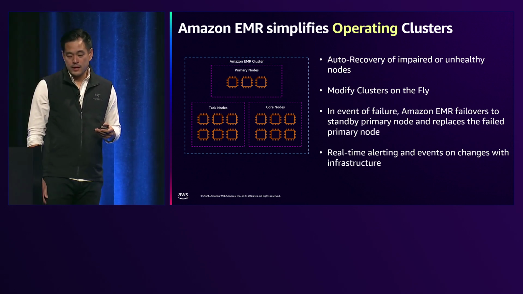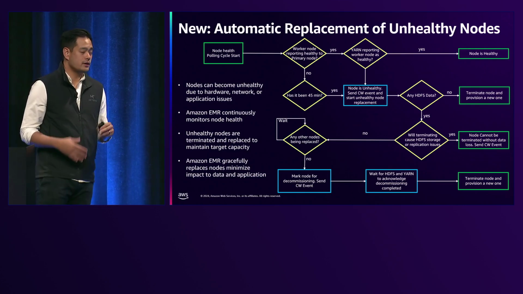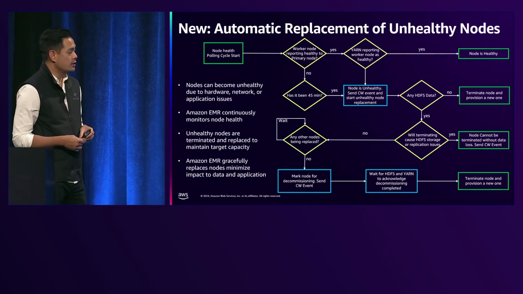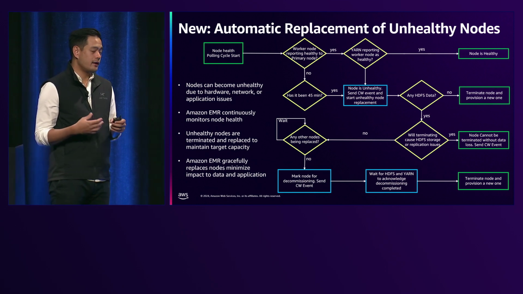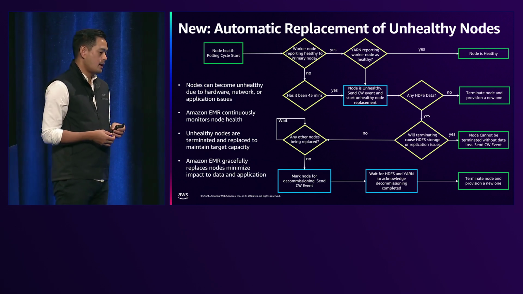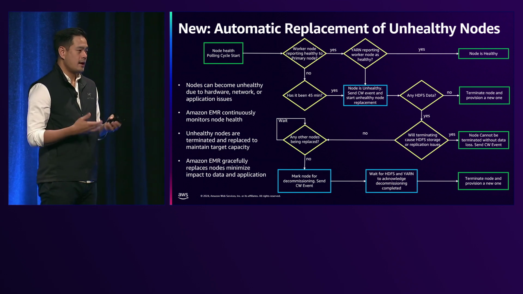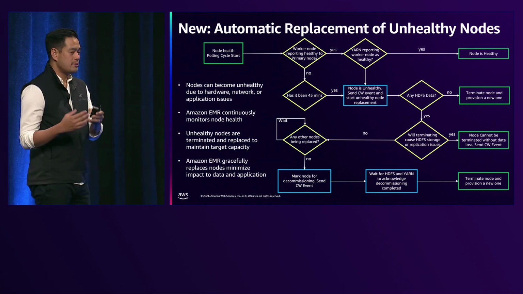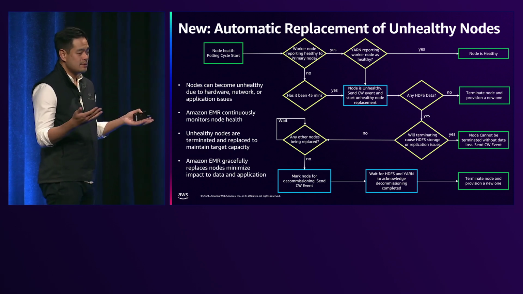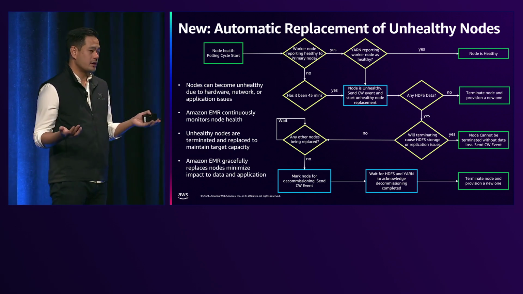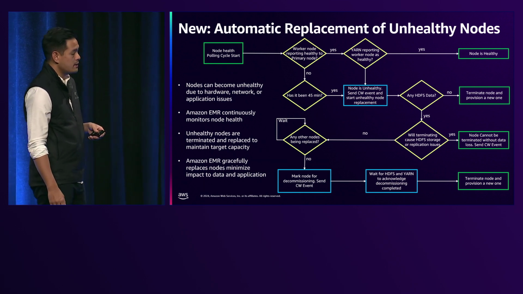EMR simplifies many of these operations for you. One in particular that I wanted to call out is our automatic replacement for unhealthy nodes. So with running large clusters at scale, unhealthy nodes is a common problem, and they can occur for a number of reasons. For example, EC2 has an impaired node, or maybe the application you have running on your cluster is causing disk space issues, or maybe there's network issues on your instance and your node has now become unresponsive.